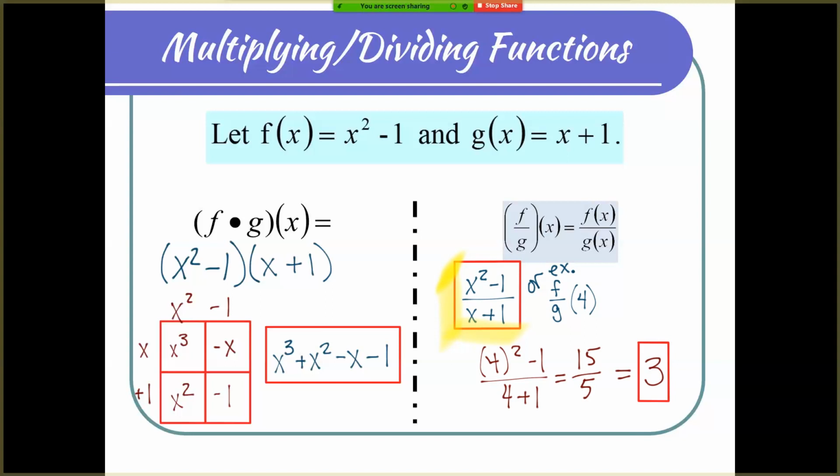They're going to ask you to find the quotient, and then they're going to give you a number to plug in. So in this case, we just did an example, f divided by g of 4. Plug that 4 into whatever your quotient is and simplify to get your answer.